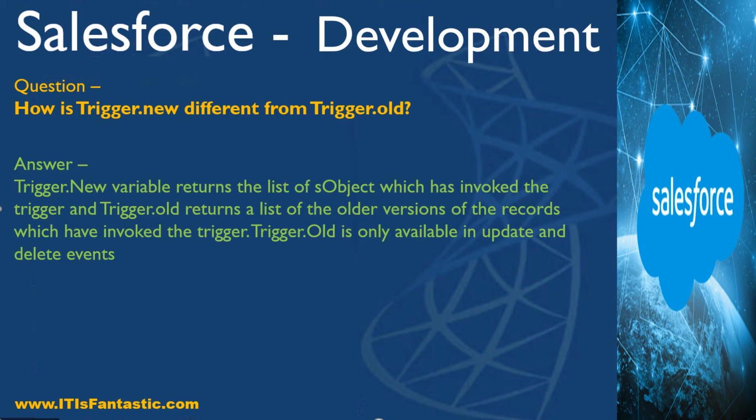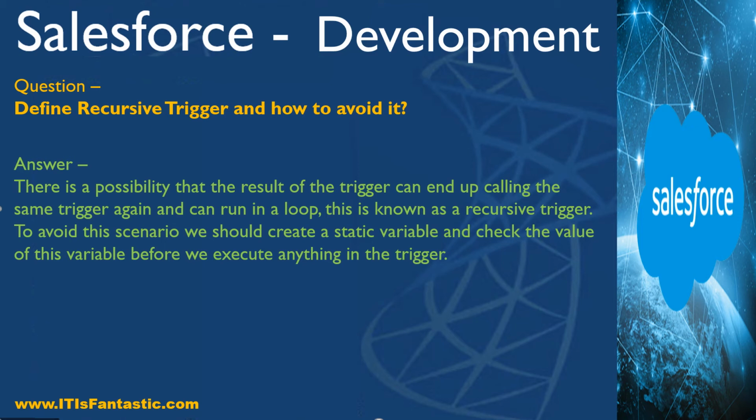How is Trigger.new different from Trigger.old? Trigger.new returns the list of objects which have invoked the trigger, and Trigger.old returns the list of the older versions of the records which have invoked the trigger. Trigger.old is only available in update and delete events. Define recursive trigger and how to avoid it. There is a possibility that the result of the trigger can end up calling the same trigger again and can run into a loop. This is known as a recursive trigger.